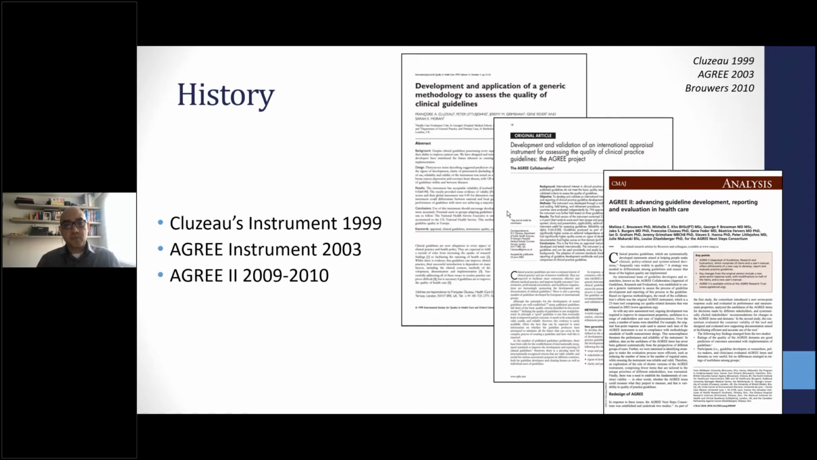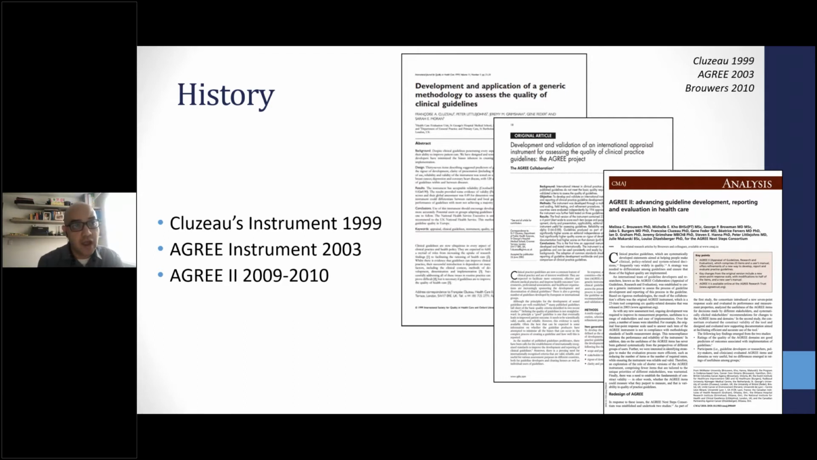Next, please. The history of the guideline tool goes back to 1999, when Françoise Cluzeau in the UK created, as part of her PhD thesis, the first validated tool to assess the quality of guidelines. It was called the Cluzeau instrument at that time, and it was published in 1999. That was the basis for the development of AGREE.